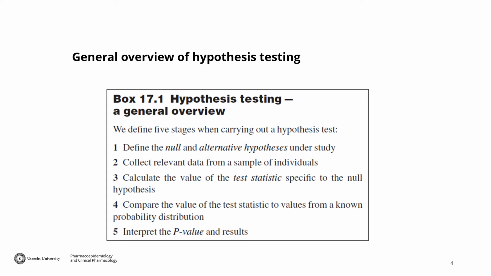So for example, if we're doing a t-test, it will be a t-statistic and so on. And then for the 4th part, we want to compare the value of the test statistic to a value from a known probability distribution. This could be a normal distribution and then the values for that specific normal distribution. In a t-test it is usually a t-distribution. And then finally, we want to interpret the p-value, which you get from number 4, where you compare the test statistic with the known probability distribution. And then from that, we get a result.